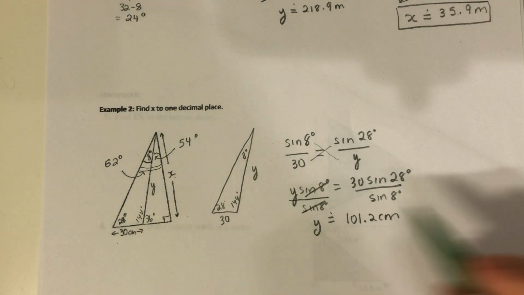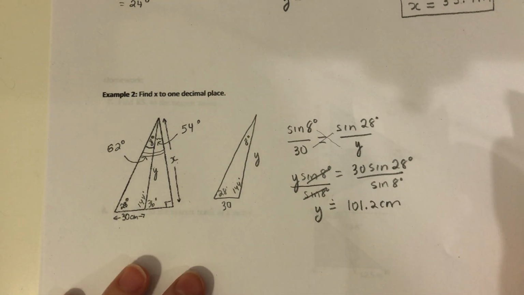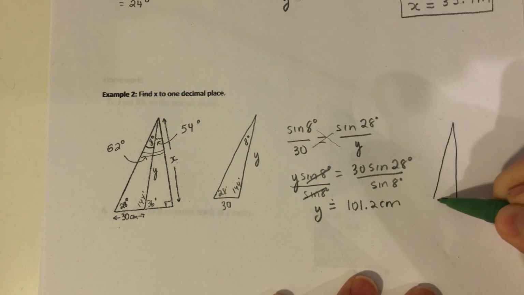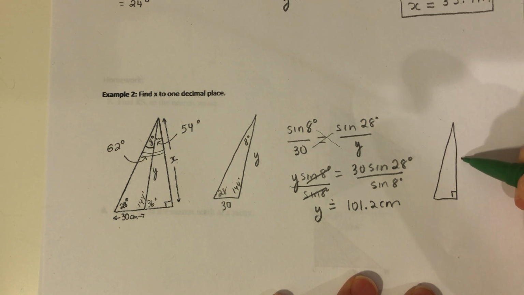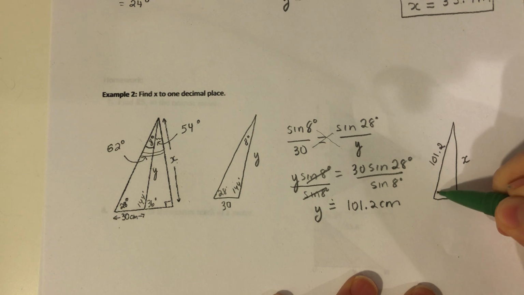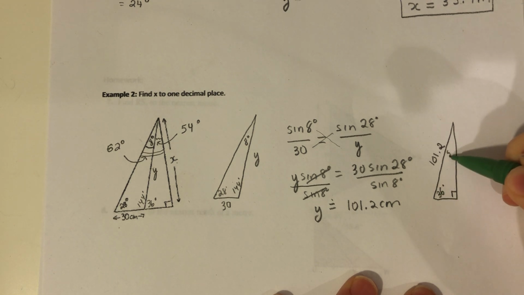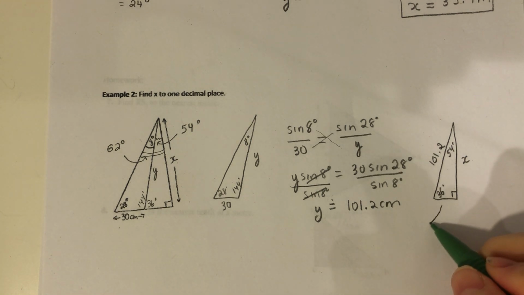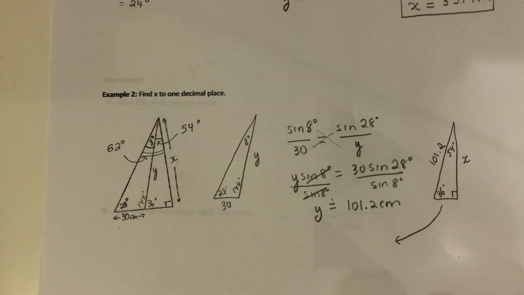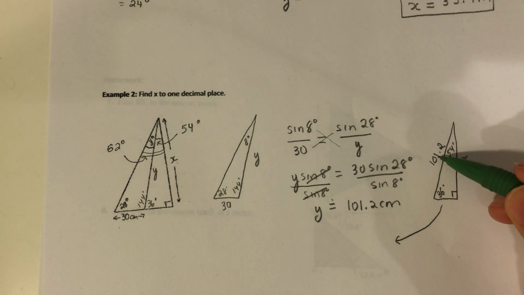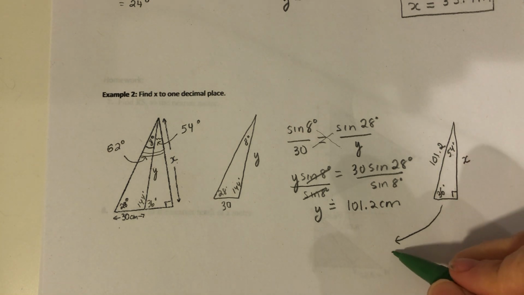Okay, so now if I think about the right triangle, which I'll just draw here, I now know I need x. I now know this is about 101.2. This is 36, and we said this was 54. Okay, so if I think about that, I can use SOHCAHTOA. And I'm going to use 54 this time. This is my adjacent. This is my hypotenuse. Again, that would be cos.